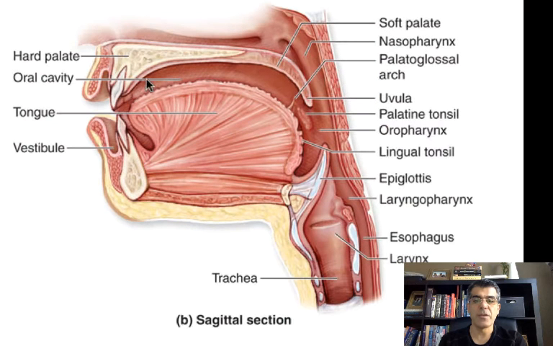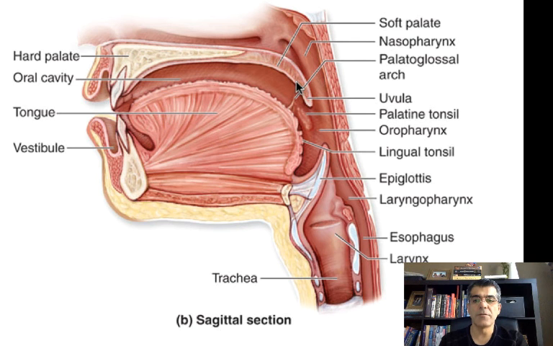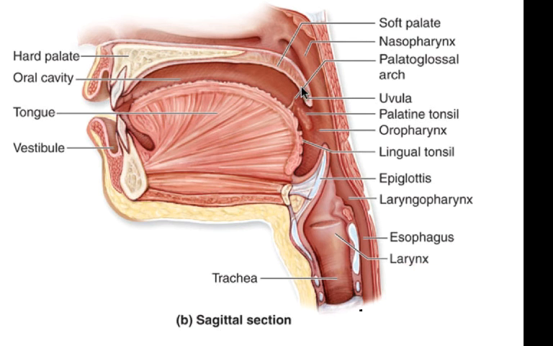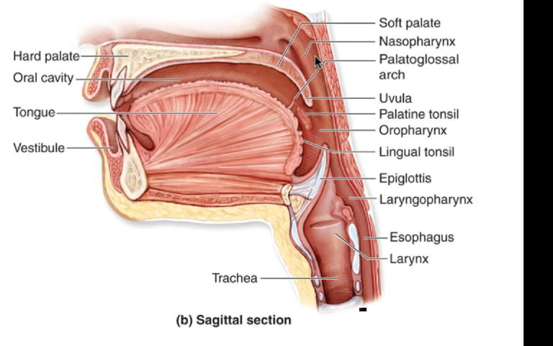This picture shows the sagittal cut of the oral cavity. As you can see, you have your tongue, lingual tonsils, hard palate, soft palate, and of course the uvula. The uvula is responsible for closing the nasopharynx. So when the food comes, the uvula will be pushed up, and as a result, food is not going to get to your nose. So the function of the uvula is closing the nasopharynx.